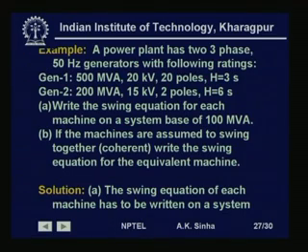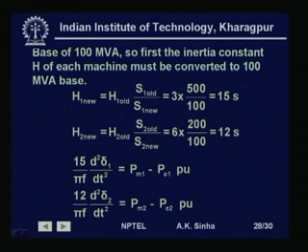Now, let us take a very small example here. A power plant has two 3-phase 50 hertz generators with the following ratings. Generator 1: 500 MVA, 20 kV, 20 poles, H is equal to 3 seconds. Generator 2: 200 MVA, 15 kV, 2 poles, H is equal to 6 seconds. Write the swing equation for each machine on a system base of 100 MVA. If the machines are assumed to be swinging together, that is, they are coherent, write the swing equation for the equivalent machine. The swing equation for each machine has to be written on a system base of 100 MVA.